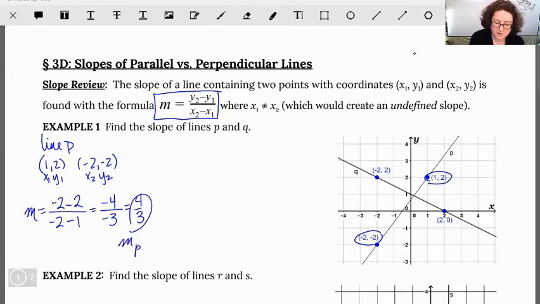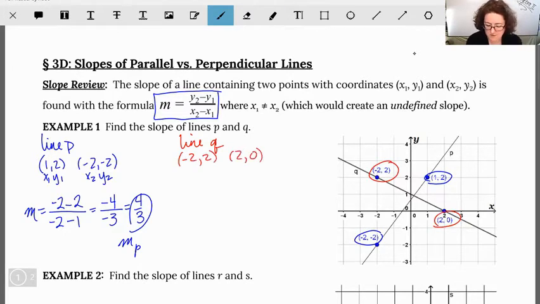Then let's look for the slope of line Q. For line Q, they gave us the points (-2, 2) and (2, 0). Label these with your x1, y1, x2, y2, and then plug them into the formula. So our slope is equal to y2 minus y1 over x2 minus x1. Again, I like to write all my negatives and minuses, and then I can simplify in the second step.